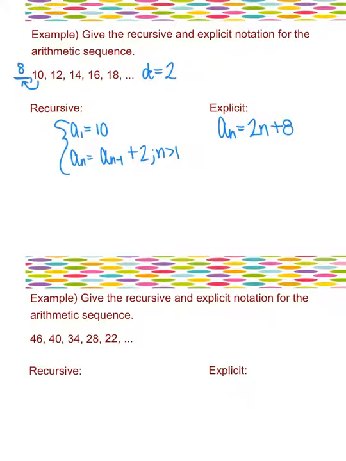So a sub n is equal to 2n plus an 8. And you can make sure that that works by plugging in a 1 and making sure you get a 10, which I do, plug in a 2 and make sure I get a 12, which I do, and so forth. Or you can use your formula.